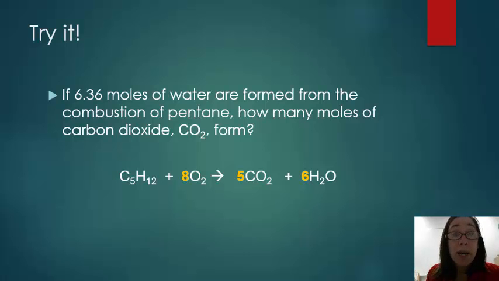I want you to try it right now. Look at this problem. If 6.36 moles of water are formed from the combustion of pentane, how many moles of carbon dioxide form? Pause this video, solve, and when you get an answer, start the video again and we'll review it.